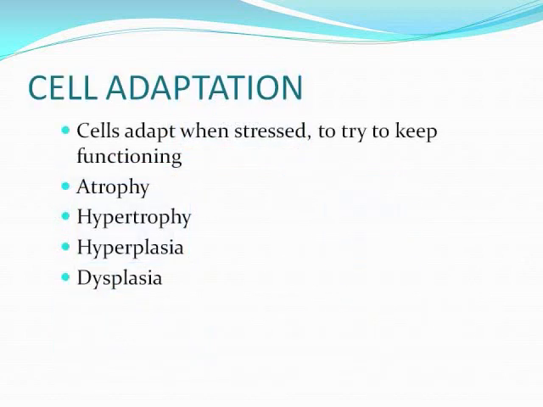Cells adapt by either atrophying, they shrink in number or size, they hypertrophy, they get bigger. Hyperplasia, that means we make more and more cells to try and cope with this stress. Or we have dysplasia, which is a change in form. The cells become abnormal.